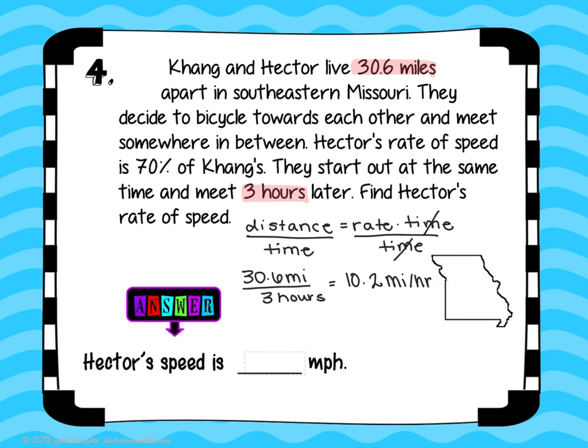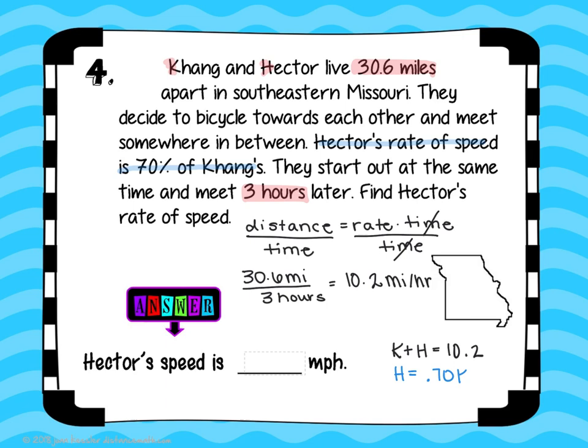So the first equation I could write, and I'm going to use K and H for their names, is that together, K plus H, their rate is 10.2 miles per hour. The second piece of information they give me is that Hector's rate of speed is 70% of Kang's. So if I write something out for that, it's that H equals 0.7, because we want to write it as a decimal, K.